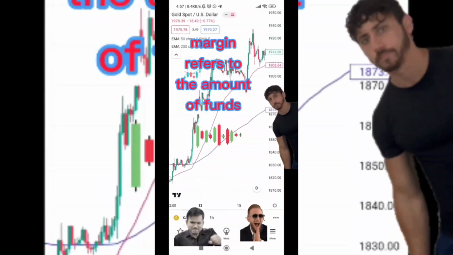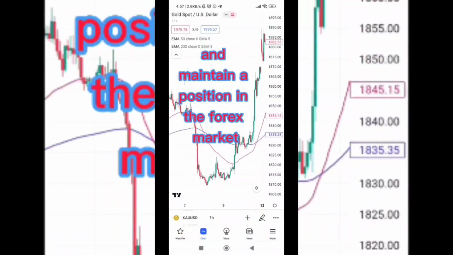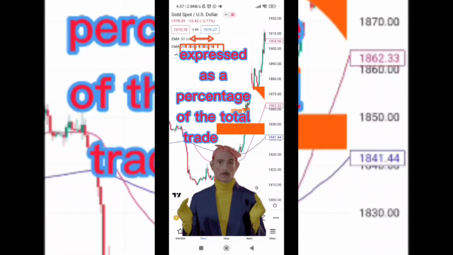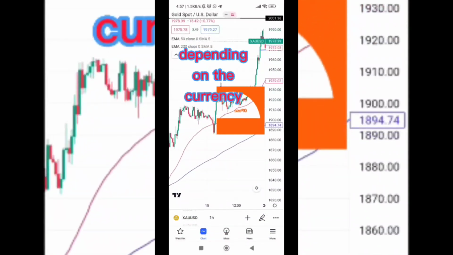Margin refers to the amount of funds required to open and maintain a position in the Forex market. It's typically expressed as a percentage of the total trade size, and the required margin can vary depending on the currency pair and the broker.